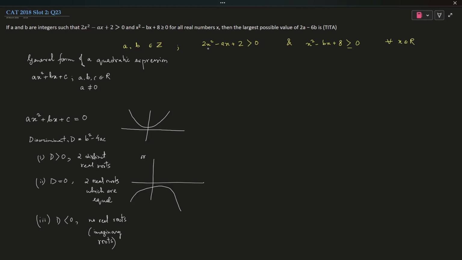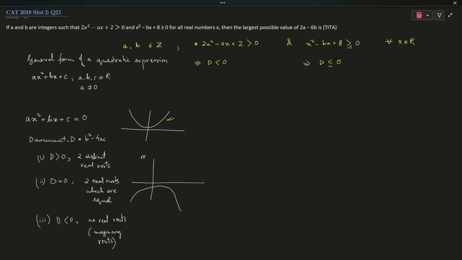Now we are given that this quadratic expression is greater than 0, guys. Greater than 0 means this. And when will this happen? This will happen when there are no real roots. And when will we not have real roots? When the discriminant is less than 0. From here I can say discriminant is less than 0, and from here I can say discriminant is less than or equal to 0, guys, because we have the equal symbol.